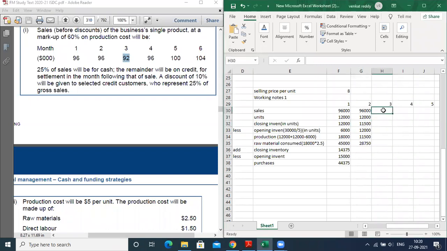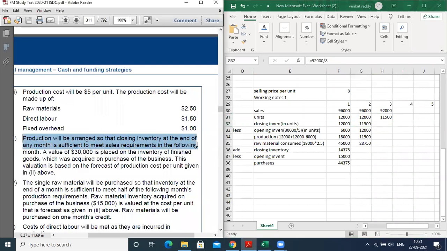Here you can see 92,000. And the number of units: selling price per unit we already calculated, that is 8. So 92,000 divided by 8, we got 11,500 as the number of units we are going to sell in the third month. So this should be considered as the second month closing inventory, because they mentioned the closing inventory at the end of any month is sufficient to meet sales requirements of the following month. For the second month, the following month is the third month, and the sales requirement is 11,500. So that will be our closing stock for the second month. I hope it is clear now.